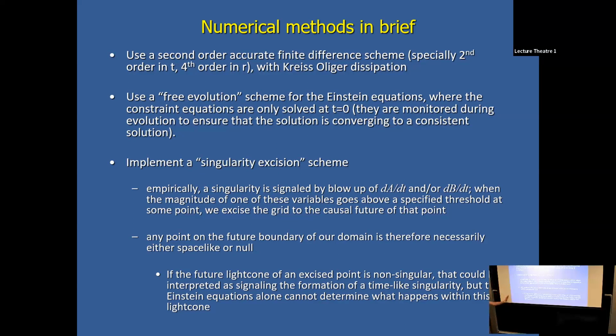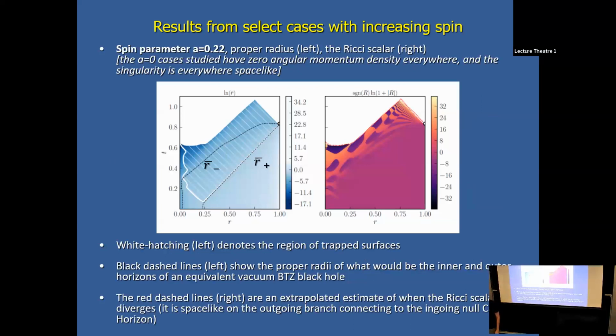But in all the cases that we've looked at, just a few cases, we never found a situation where the causal future of what we call a space-like piece of the singularity was non-singular. In fact, we didn't actually find interior null parts of the singularity. But there should be such a thing, though non-generic. Yeah, there should be.